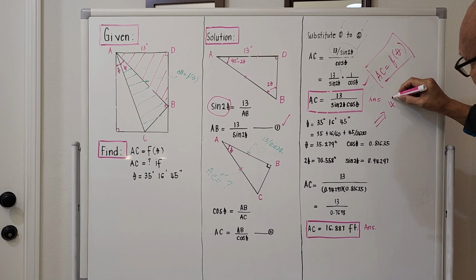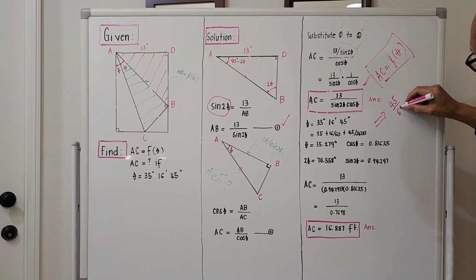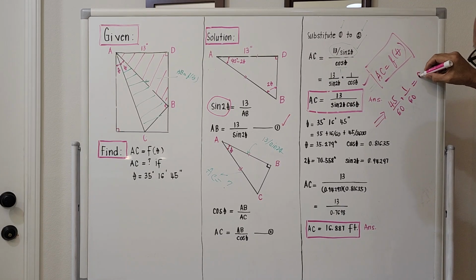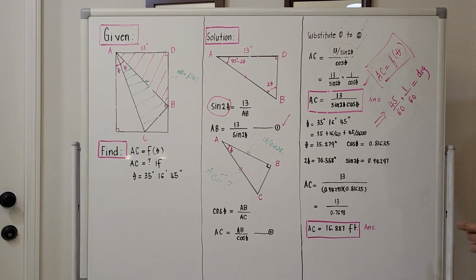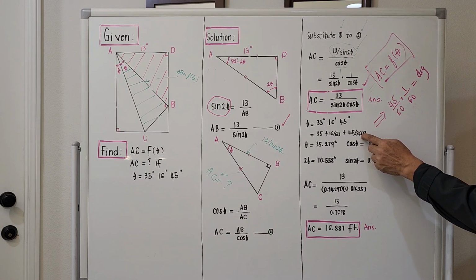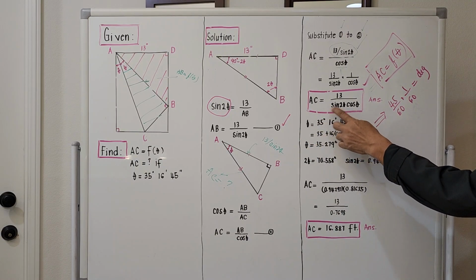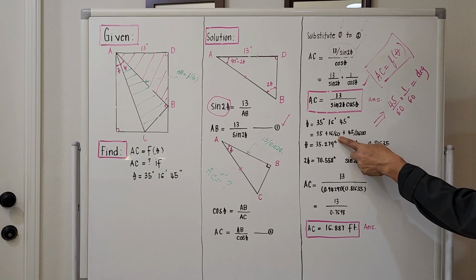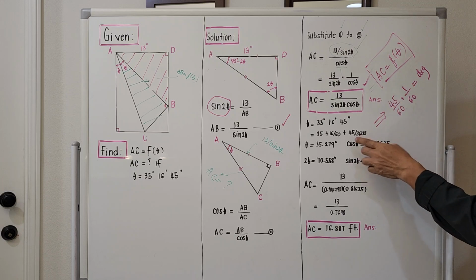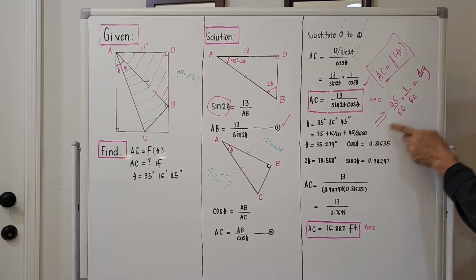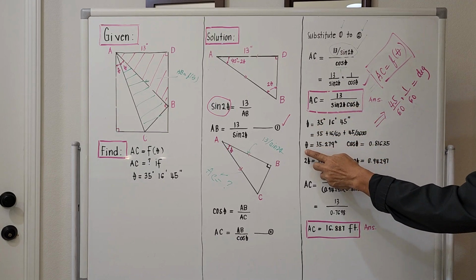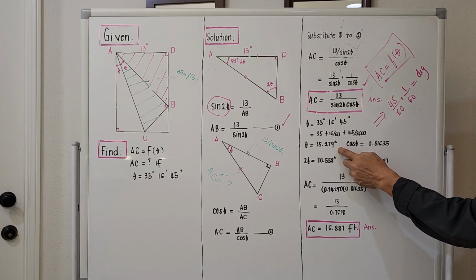For the 45 seconds, we divide by 60, then divide again by 60, so the divisor is 60 times 60, or 3600. To change minutes to degrees, we divide by 60, and to change seconds to degrees, we divide by 3600. Using your calculator, theta will be 35.279 degrees.